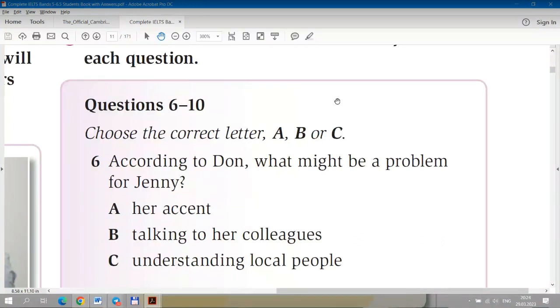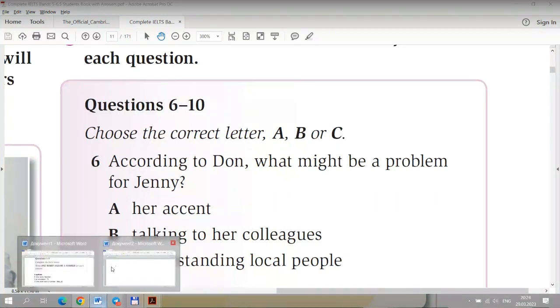So I don't suppose you have any communication problems in the office.